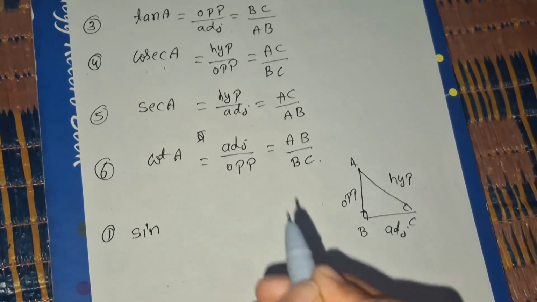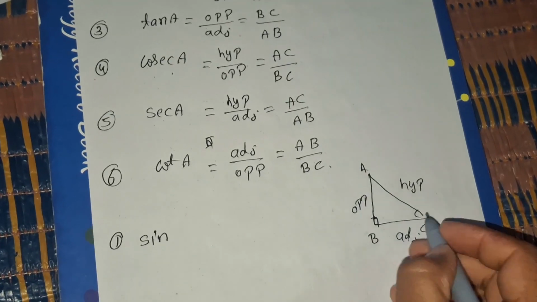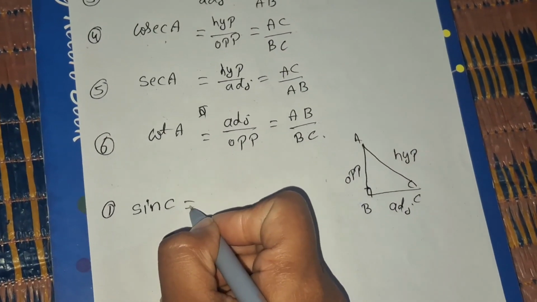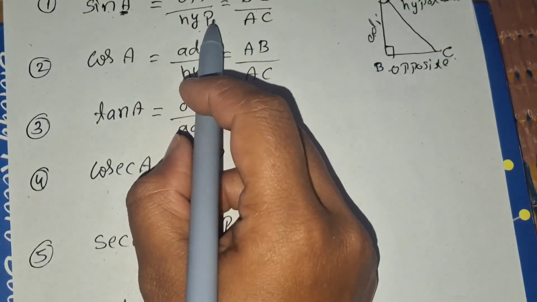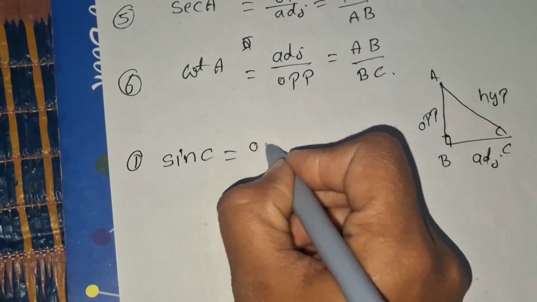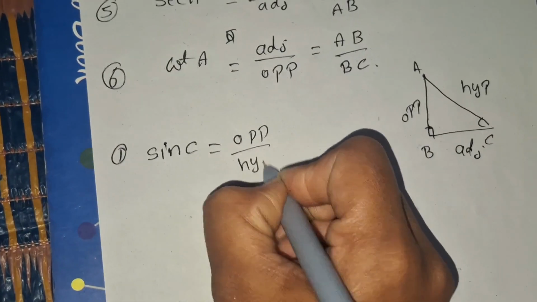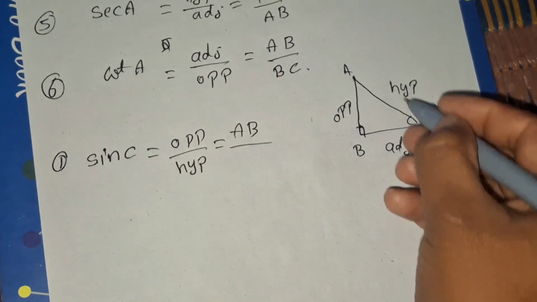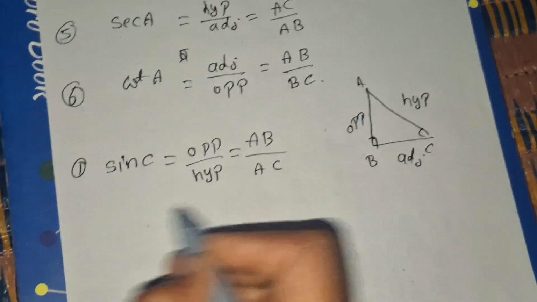Sine of acute angle, or sine of angle. Which one is the acute angle in this figure? C. So we mention C. Sine of C. Then what is the formula of sine of angle? Opposite by hypotenuse. But the sides are different. What is opposite? AB by AC.